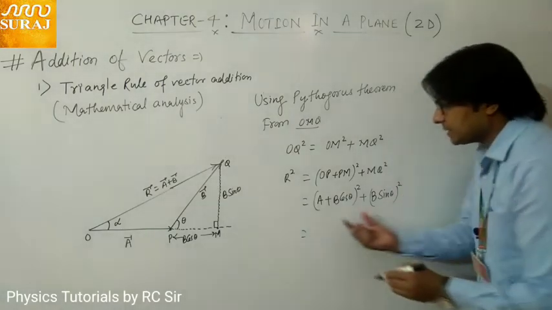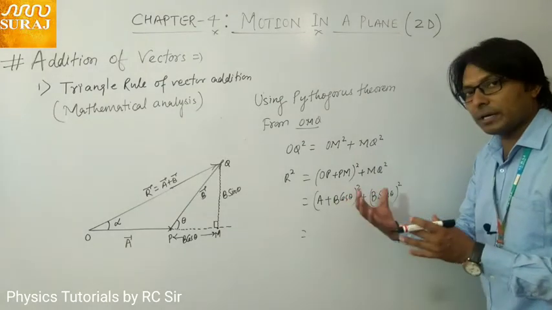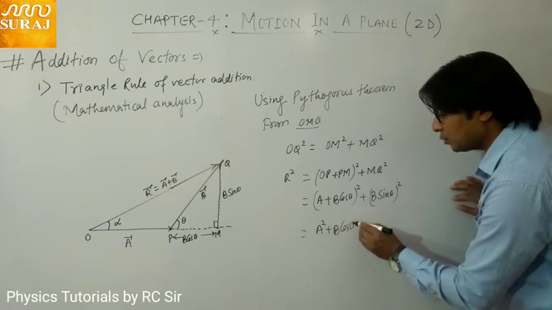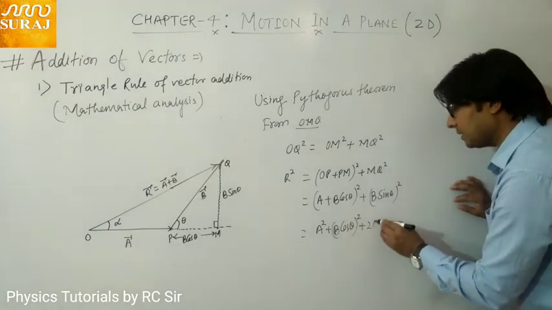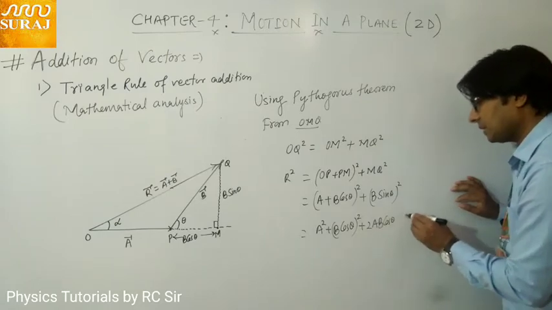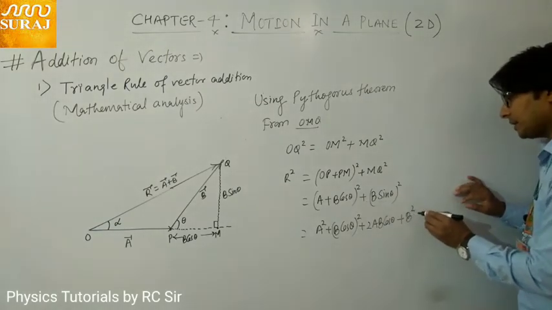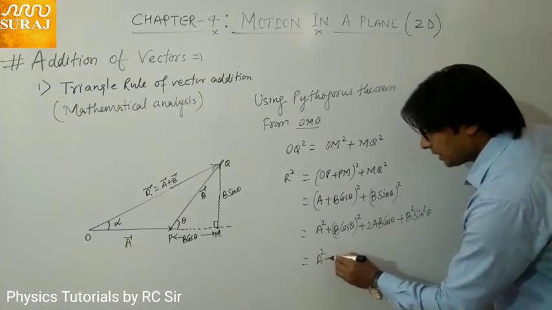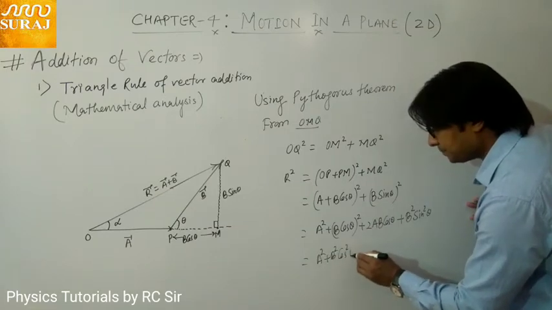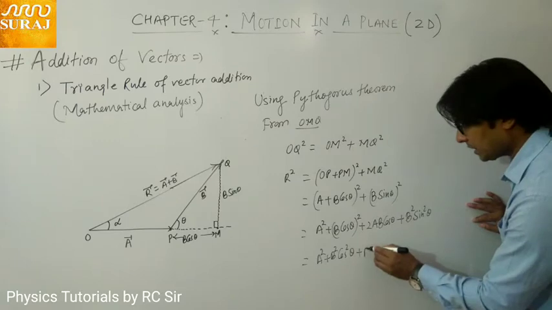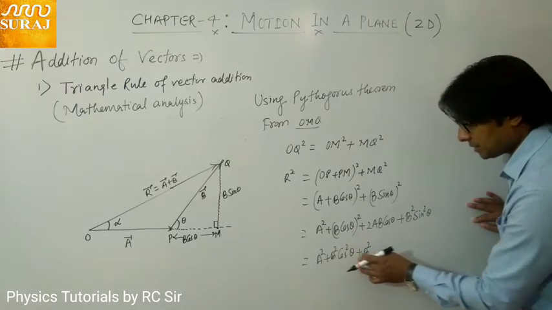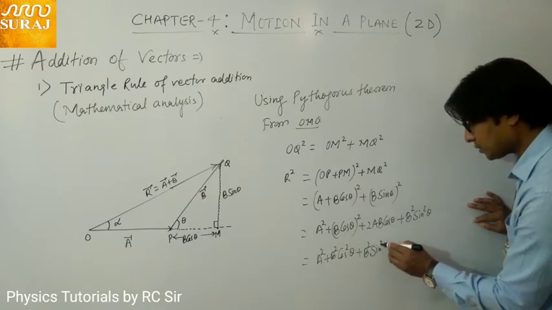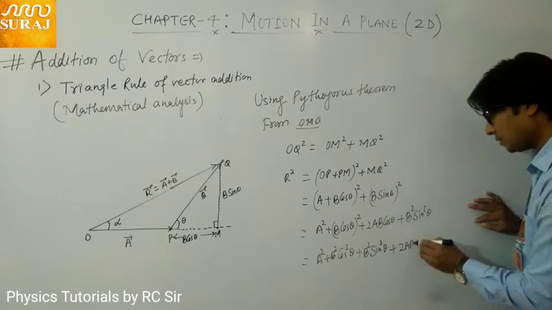Now if I simplify this using the formula A plus B whole square, it will become A square plus B cos theta whole square plus 2AB cos theta, and this will become B square sin square theta. Now this can be written as A square plus B square cos square theta plus this B square sin square theta. I am simply writing it just in front of this B square cos square theta. So it becomes B square sin square theta plus 2AB cos theta.